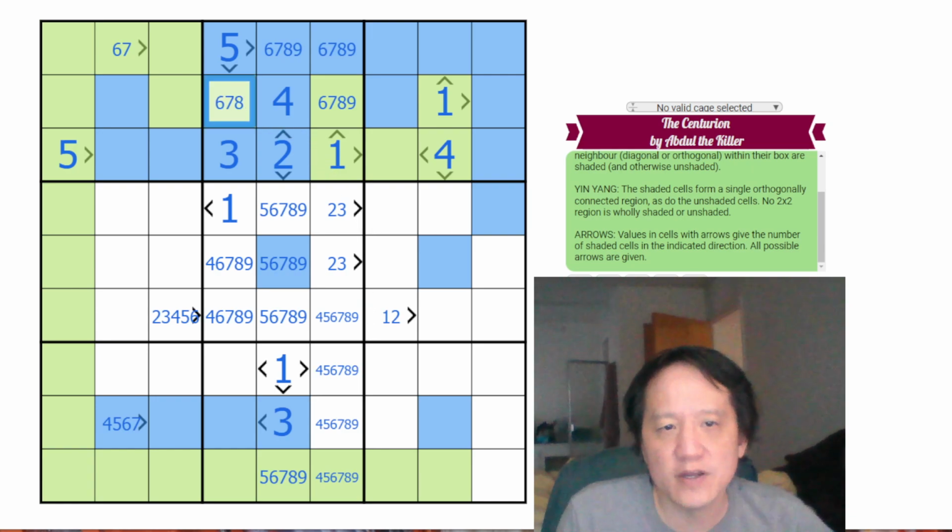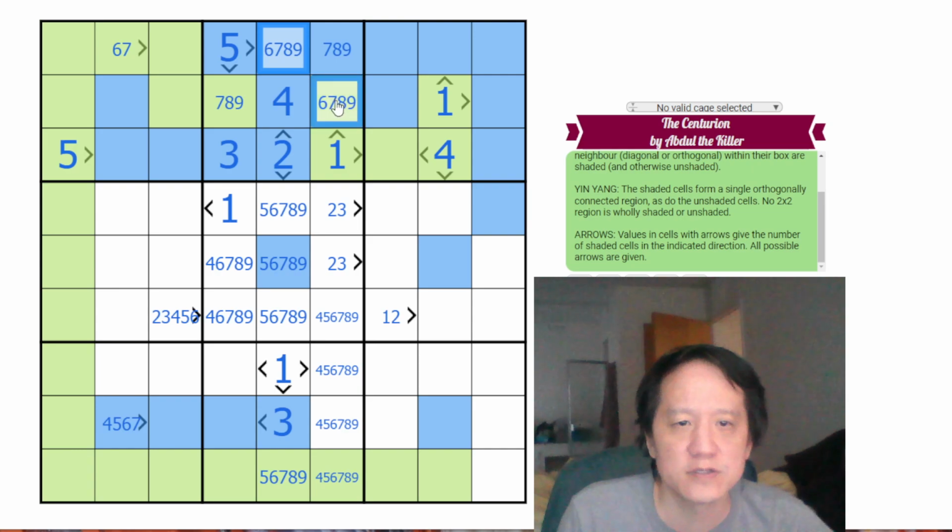This is 6, 7, 8, or 9. So this cannot be 6 because if it's a 6, that would be shaded. So it can't be shaded. This could be 6. This can't be 6 because it's not next to a 5. Otherwise, it would be shaded. So 6 is one of those 2.